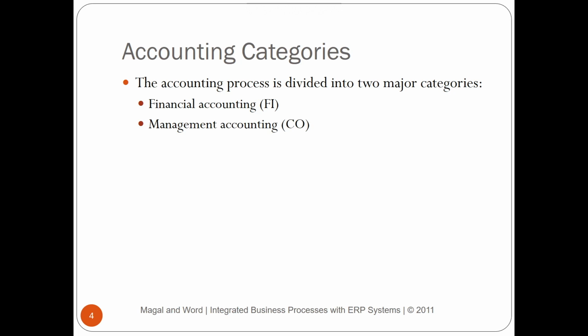Accounting processes are broadly divided into two main categories. The first one is financial accounting, or FI, and the second one is management accounting. Financial accounting is concerned with recording the financial impacts of the business processes as they are executed, and uses these data to generate financial statements to meet the legal or regulatory reporting requirements.